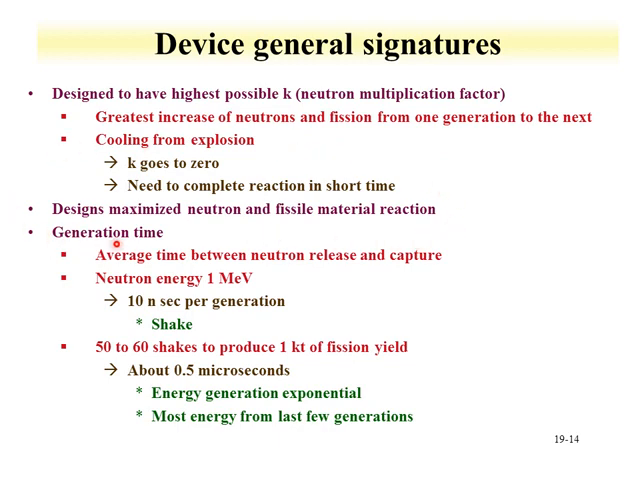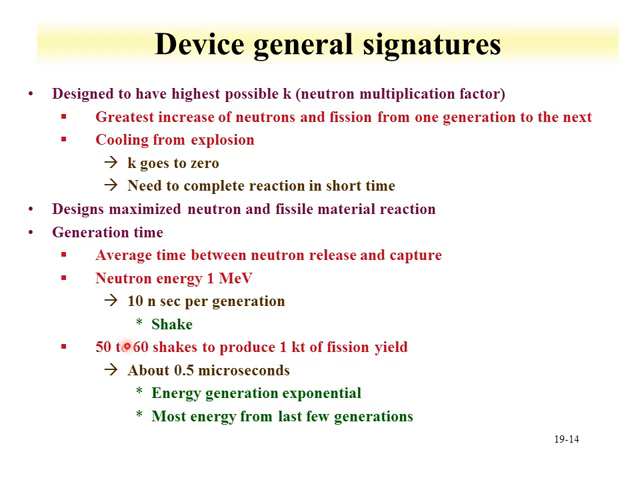Designs of devices try to maximize this, and one of the terms that's used in this is a generation time, and it's the average time between a neutron release and a capture. So think about it, if you look at a typical diagram, you have one generation fissioning, those neutrons go off, fission something else. That generation is called a shake, and each shake has a neutron energy of about 1 MeV and has a time period of about 10 nanoseconds.